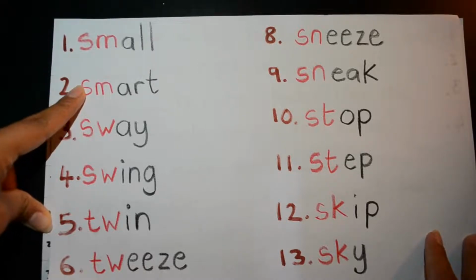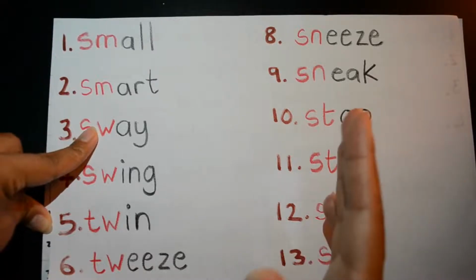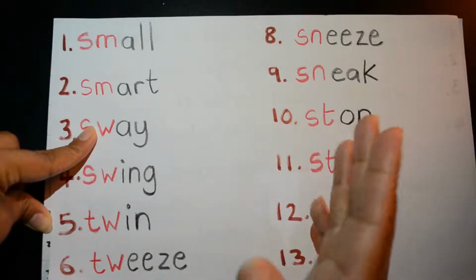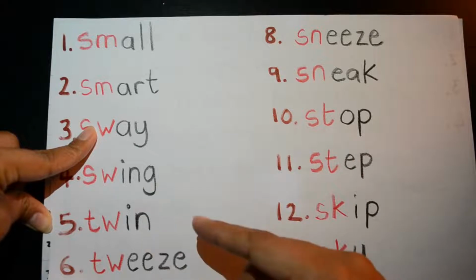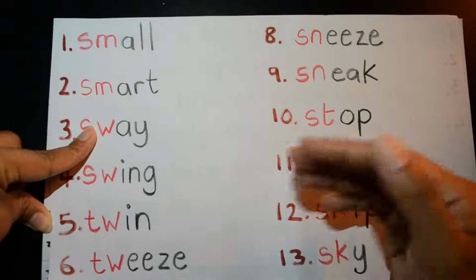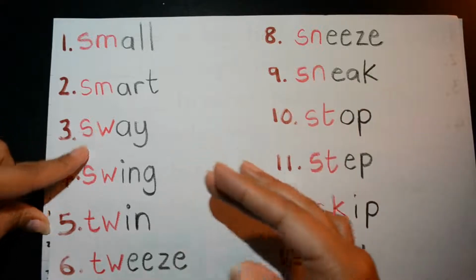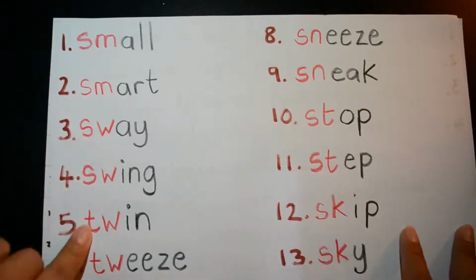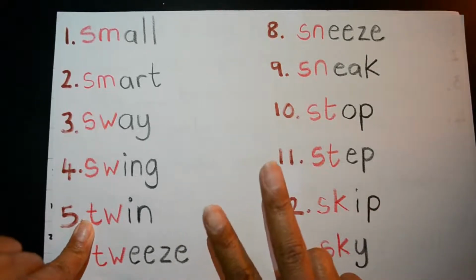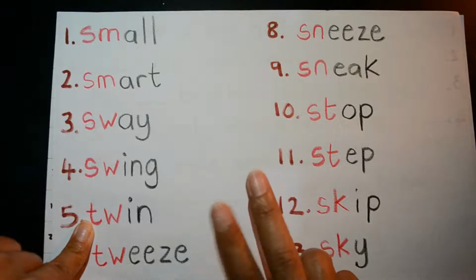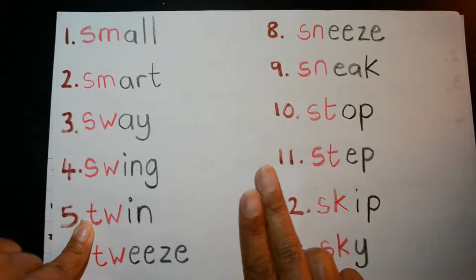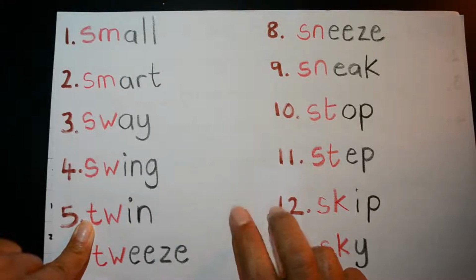Okay, so small, we all know what that is. Smart is when you're clever. Sway is when you see trees blowing in the wind, those trees that have the long leaves, and then the leaves do this. That is called sway. It's swaying. Swing, we know what swing is. Twin, a twin is two people that look the same, but they're not the same people. They call those people twins.